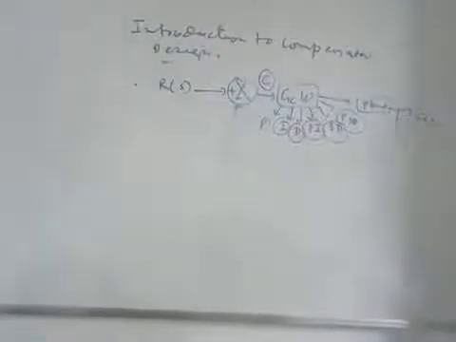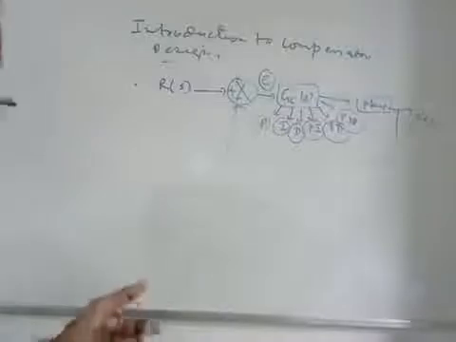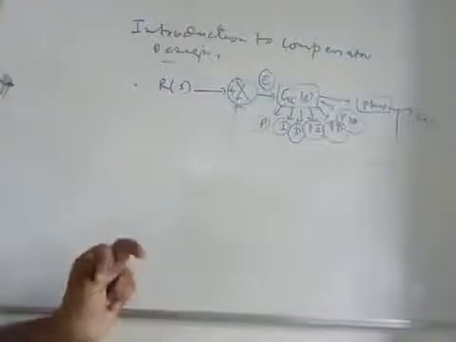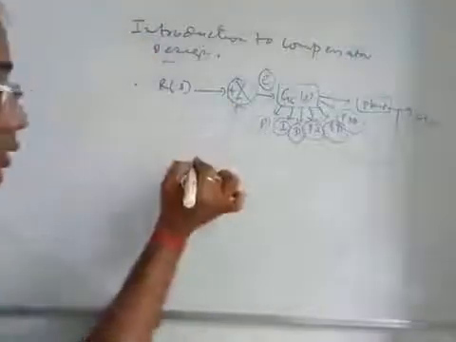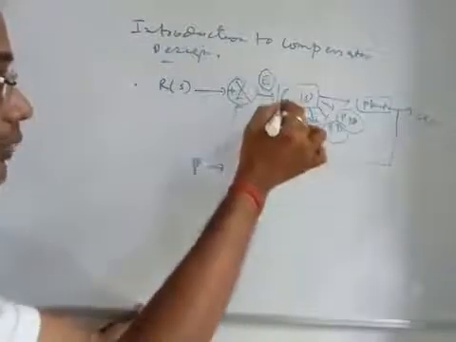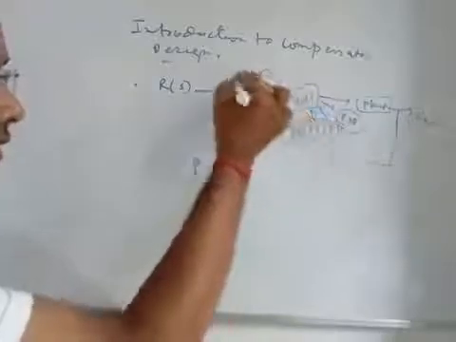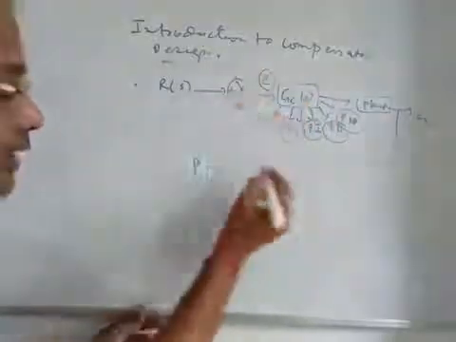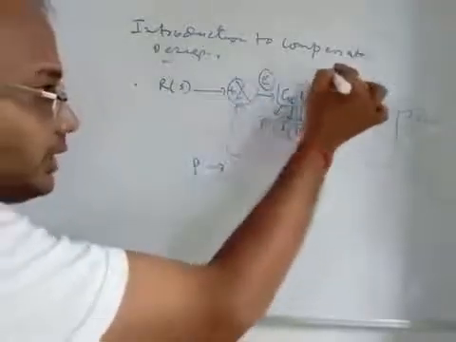So step by step, I will discuss the different functions of the different types of controllers normally used. First of all, proportional control. What is the function of the proportional control? If you apply only a P controller here, what does it mean? It means the output of it, say this is Y.